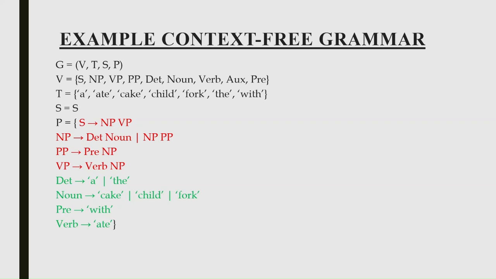So the production rule of S is NP VP. NP can be either determiner and noun, or NP can be an NP followed by a PP. So based on the previous grammatical grouping, you can write it in a similar way. PP is a preposition and noun phrase. VP is verb NP. Determiner can be either a or the. Noun can be cake, child, or fork. Preposition is with, and verb is ate.